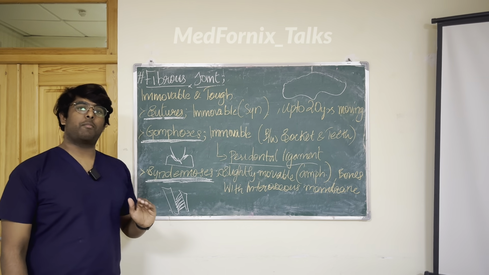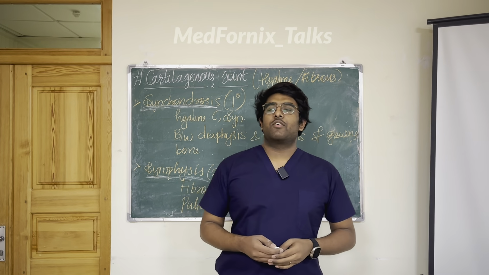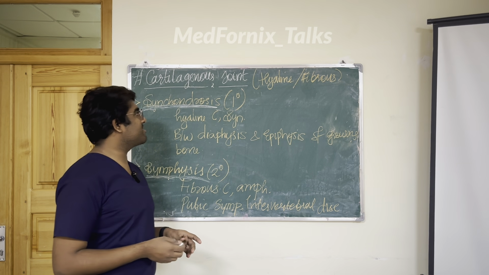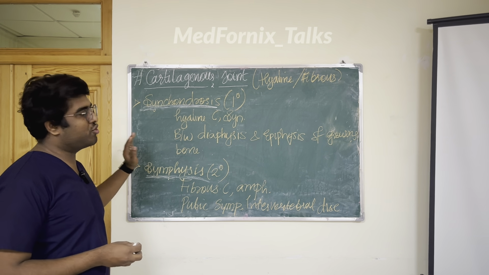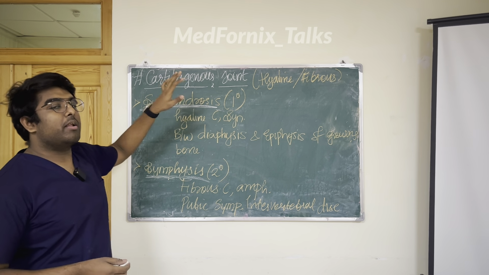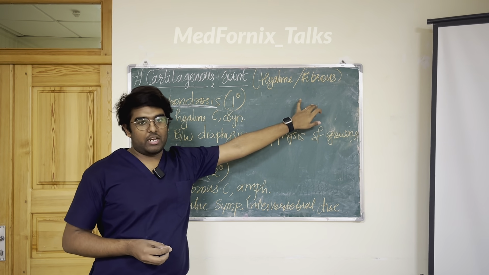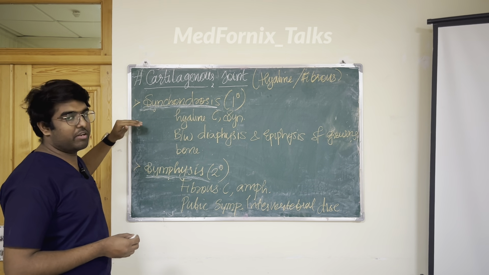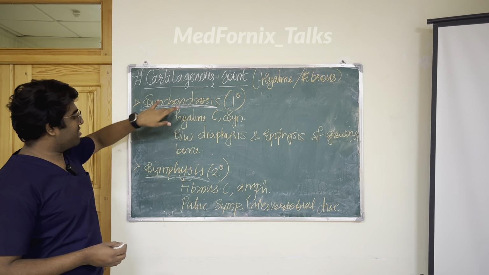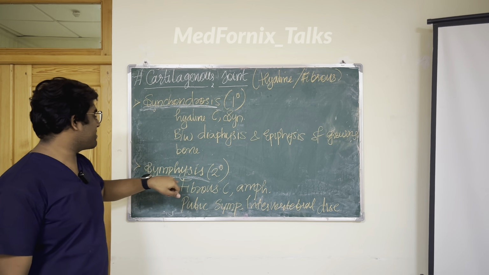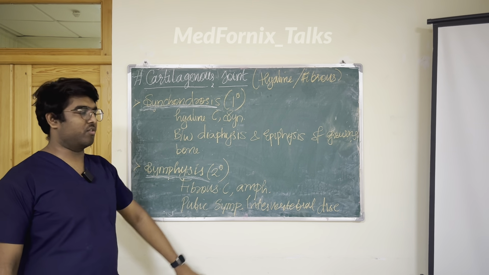Next, we are going to talk about cartilaginous joint. Cartilaginous joints have two subclasses. These cartilaginous joints are made either by hyaline cartilage or fibrocartilage. So they have two types, synchondrosis and symphysis. Synchondrosis are a primary cartilaginous joint and symphysis are a secondary cartilaginous joint.